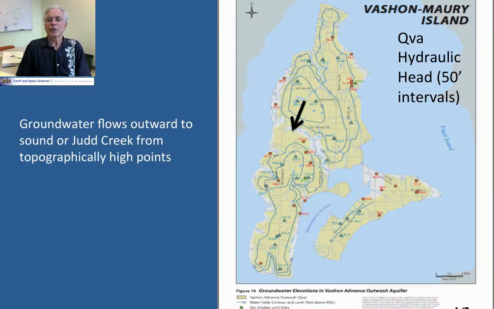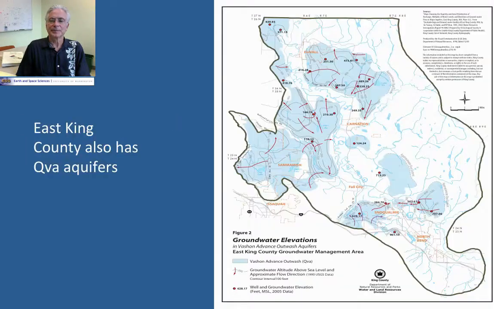Looking at these contours, you can see that flow goes perpendicular to the contours. So there's flow from the high area on the north end of the island towards Judd Creek. There's also flow to the east out into the Puget Sound on the eastern side of the island, and flow to the west into Puget Sound on that side. So there's flow radially outward from these elevated areas of the hydraulic head. On the southern end, you have flow into Judd Creek, and you have flow to the east and flow to the west.